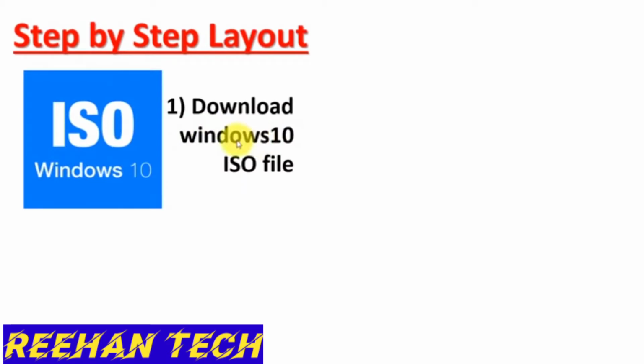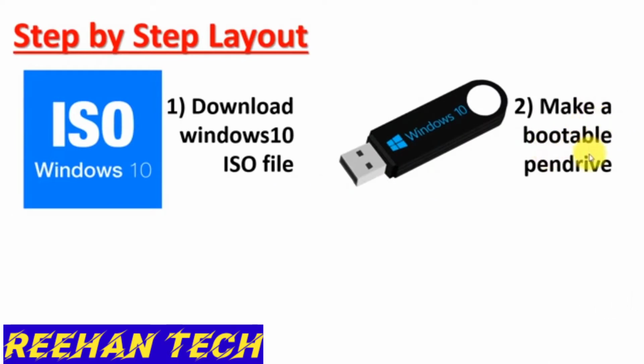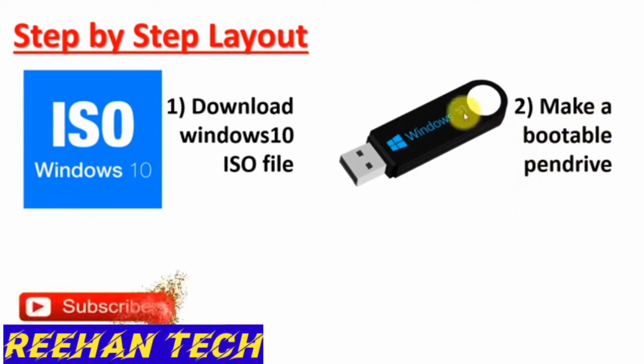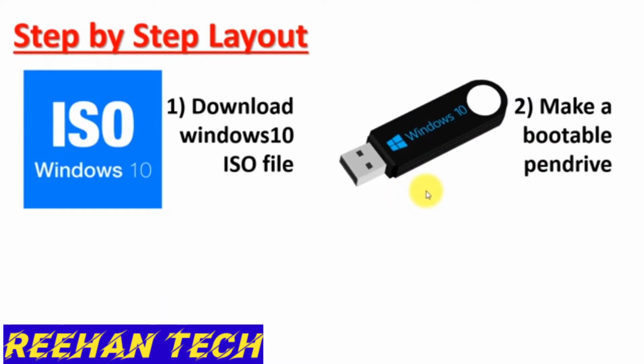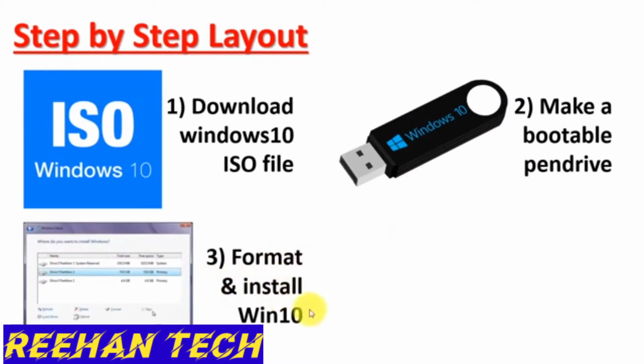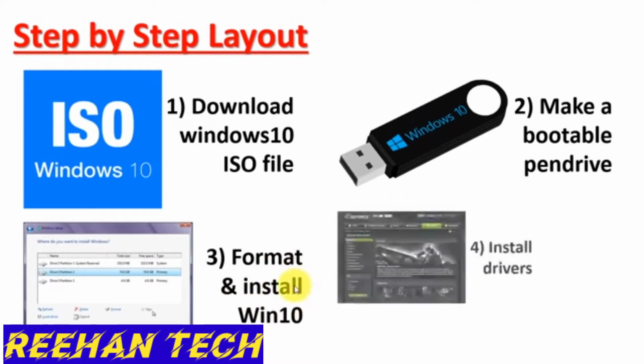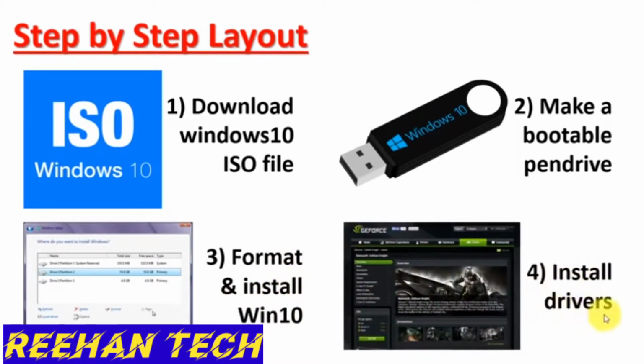Move forward, let me give you a quick layout that you have to follow. First of all, you have to download the Windows 10 ISO file, or else you can arrange it from your friend. After downloading the file, you have to make a bootable pen drive, and I recommend using a minimum of 8 GB pen drive. Once you have made a bootable pen drive, you are ready to format your disk and install Windows 10 on that laptop or PC. And lastly, after the installation, you have to update all the required drivers if they are missing. So this was the brief introduction.